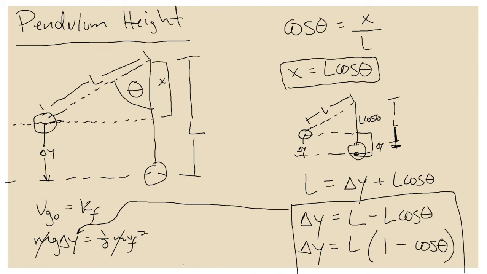And then you basically just treat it as a regular problem where the final speed is equal to 2g delta y. Either you're going to write v final equals the square root of 2g delta y, or you're going to write v final equals the square root of 2g times L minus L cosine theta, or L times 1 minus cosine theta. Either way, it's the same thing. And that's it for our discussion of this problem.